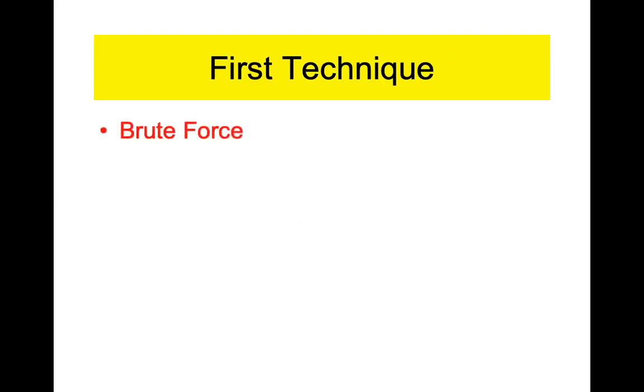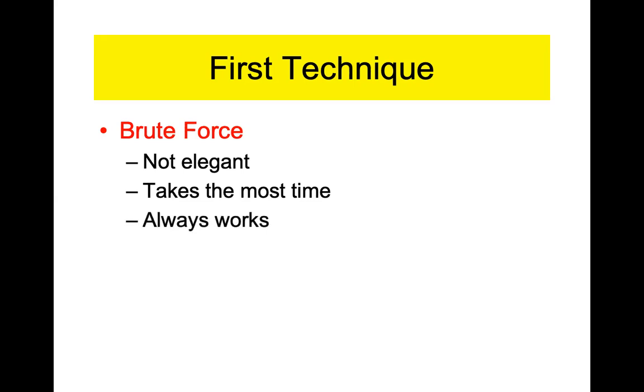First technique, brute force. It is not elegant. It's sloppy. I'm just gonna bulldoze my way to the answer. I'm gonna write down every possible answer and see which one it is. It takes the most time because I'm writing down lots of possible answers. Only one is the answer. And it does always work, though. By the way, it's how they came up with 60 as the answer. They used brute force. It's easy to remember, right? It's also the most commonly used.